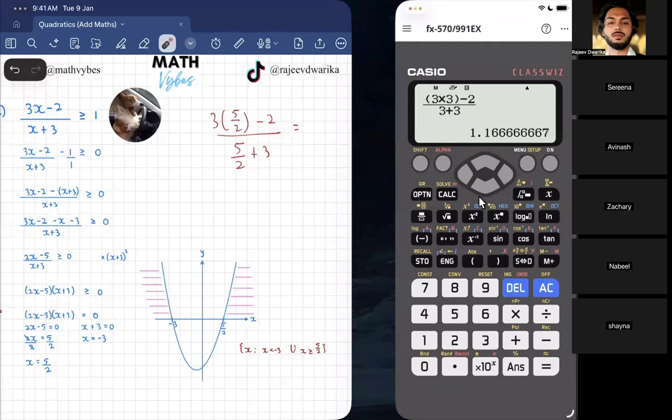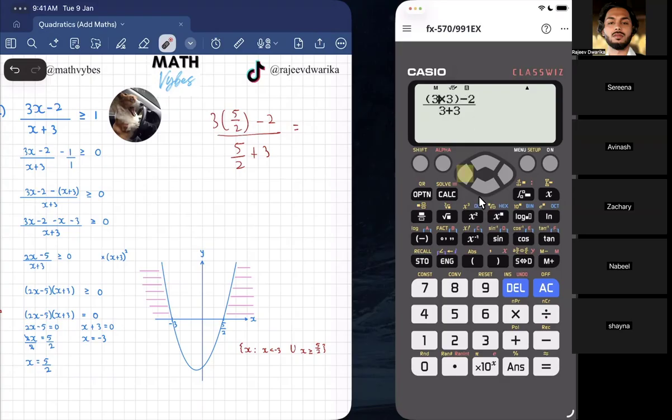And what was the other part? What was the other side of the solution? So we consider x is more than or equal to 5 over 2. What is the other side? X is less than minus 3. Give me a value that is less than minus 3 for now.